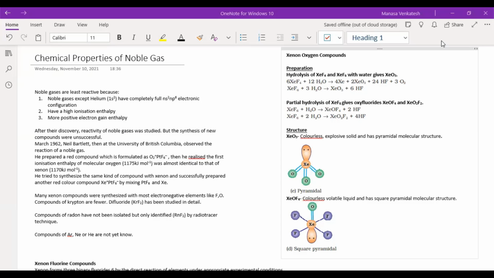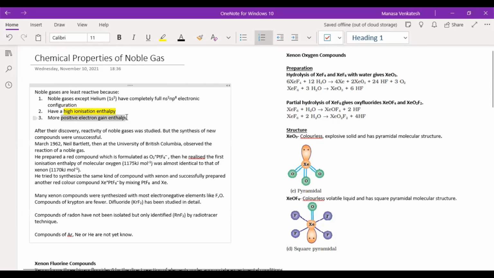So let's start with the chemical properties of noble gases. These elements have the least ability to react because of their most stable electronic configuration of ns2 np6. So because of that, they have a high ionization enthalpy, and they also have a positive electron gain enthalpy.